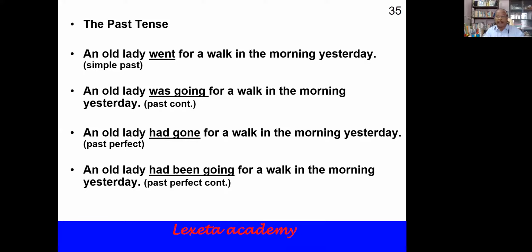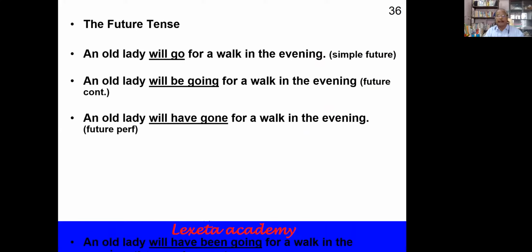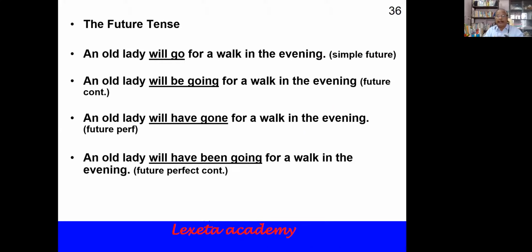The perfect continuous. An old lady had been going for a walk in the morning. The negative, an old lady had not been going for a walk in the morning. And future, an old lady will go for a walk in the morning. An old lady will not go for a walk in the evening.